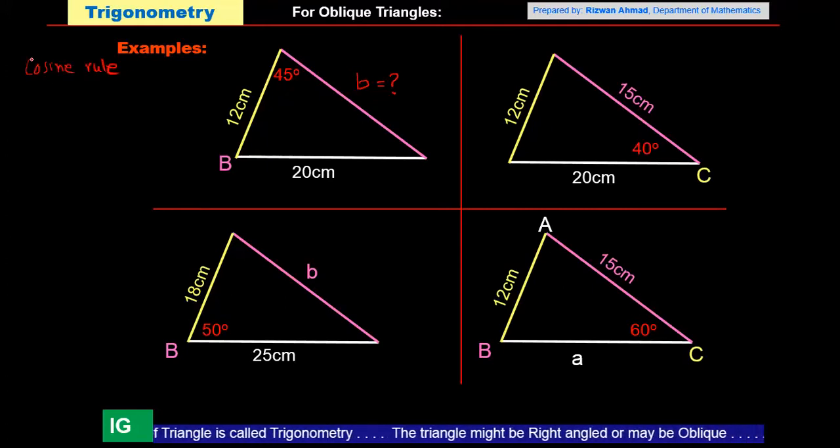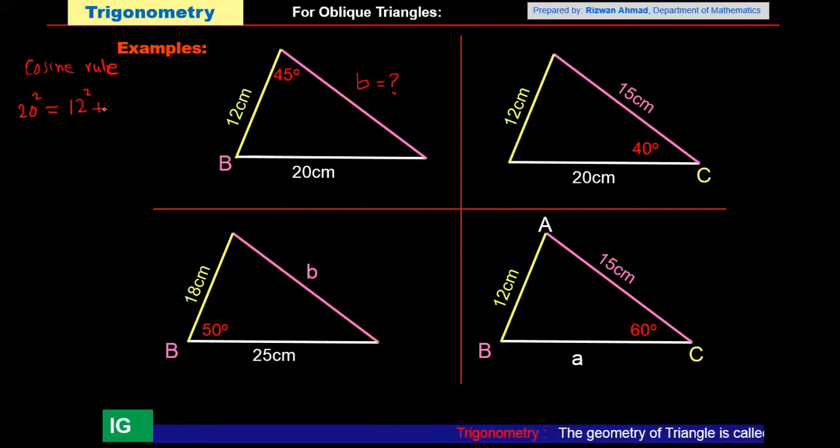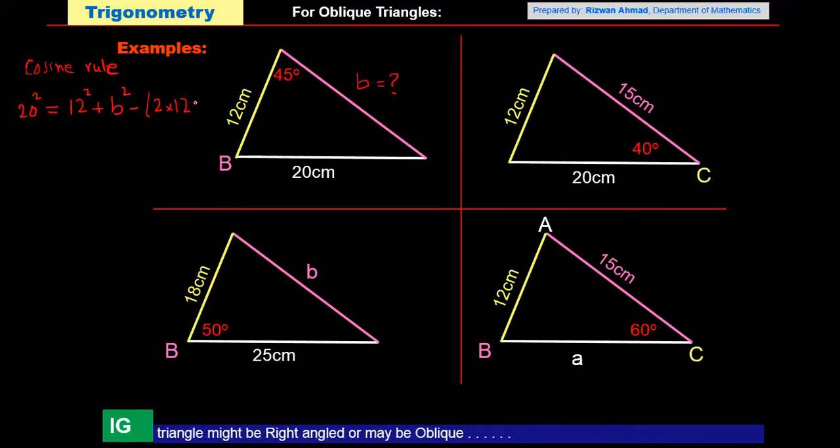So here we can use, starting with the side opposite to the angle, which is 20. We can say 20 square is equal to the sum of the squares of the other two sides, 12 square plus B square, minus 2 times 12 times B into cosine of 45 degrees. So this is the cosine rule.